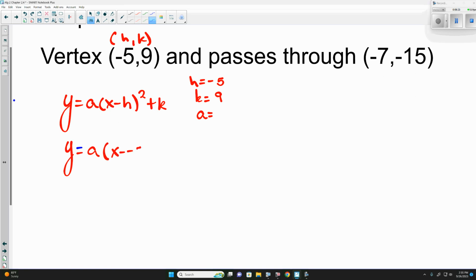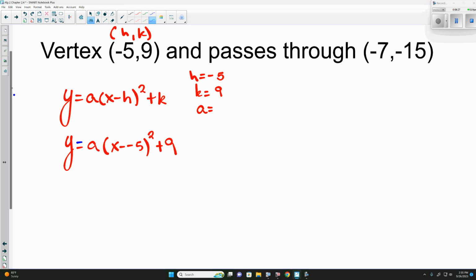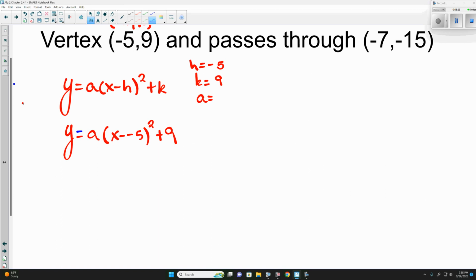So we'd have x minus 5 squared plus 9. Well, our negative is going to make a plus. But the last thing we need to find is the value of a, because once we find the value of a, we have the equation and we are finished with this problem here. And to find the value of a, we're going to use the point they gave us, plug it in for x and y, then solve for the value of a.